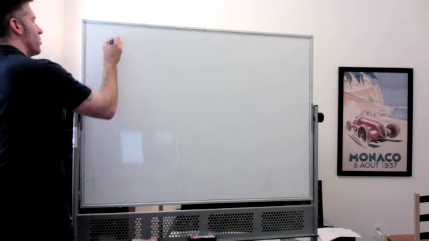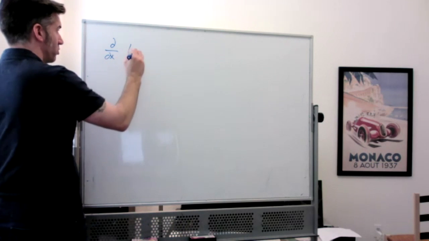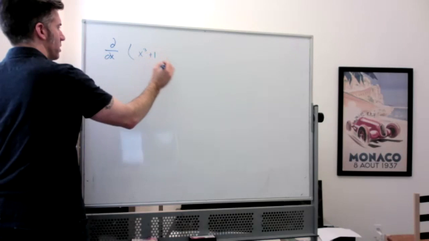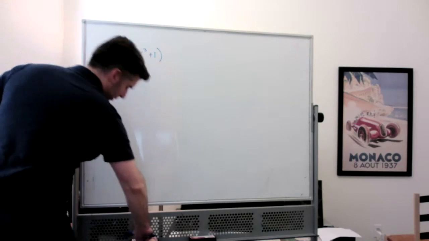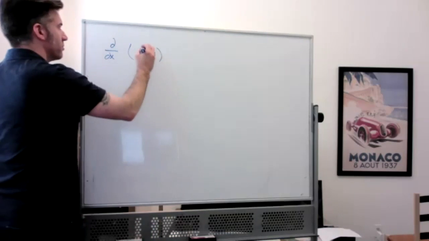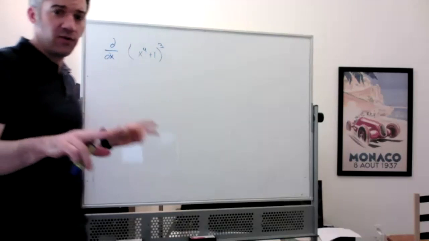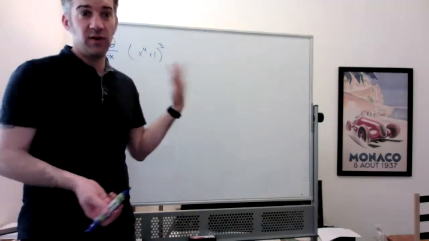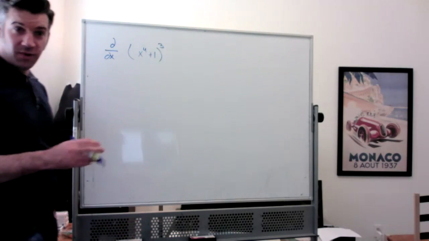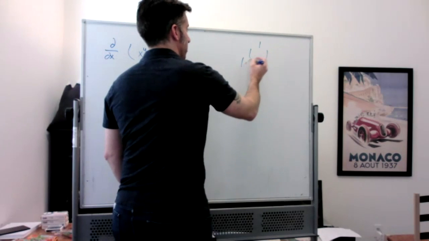Let's find the derivative of x cubed plus 1. Now let's do x to the fourth. Let's do x to the fourth plus 1 cubed. And we're going to do it two ways. First, we're going to just multiply it out. We definitely know how to multiply out something cubed. Remember we were doing it before, we used Pascal's triangle.